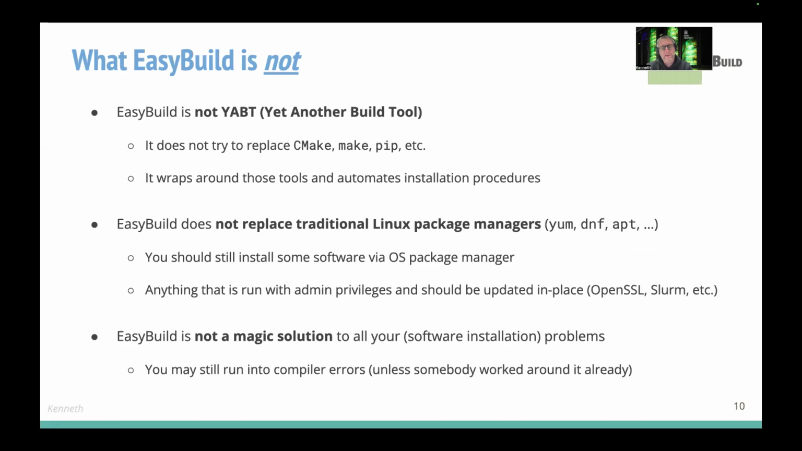It also helps to take a look at what EasyBuild is not. It doesn't mean to replace any standard tools like CMake or pip, but it's really Python code that wraps around those tools to help automate the installation procedure. You typically use EasyBuild alongside your Linux package manager. So some packages like OpenSSL or Slurm are still installed with your OS package manager, but then you build software from source on top of that using EasyBuild. And unfortunately, it's not a magic solution, so you may still run into installation problems every now and then, depending on your system configuration.